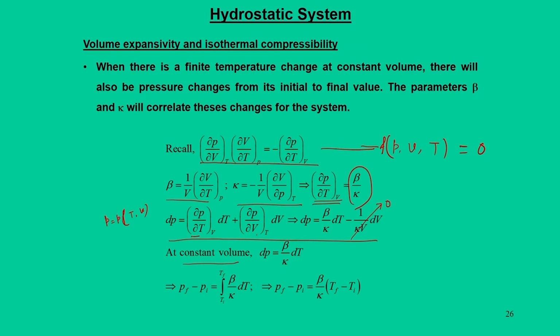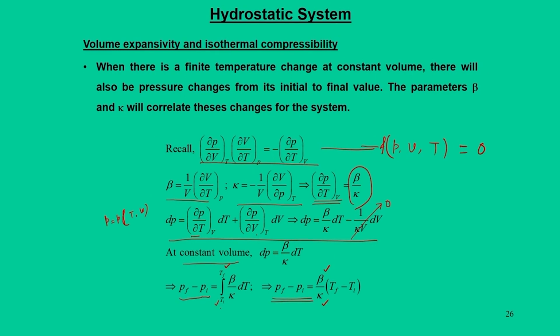and from this we have a relation between the pressure change, that means from final pressure and initial pressure, for a given substance for which we know β and κ. If a system changes from the initial temperature Ti to the final temperature Tf, then we can find out the change in pressure.